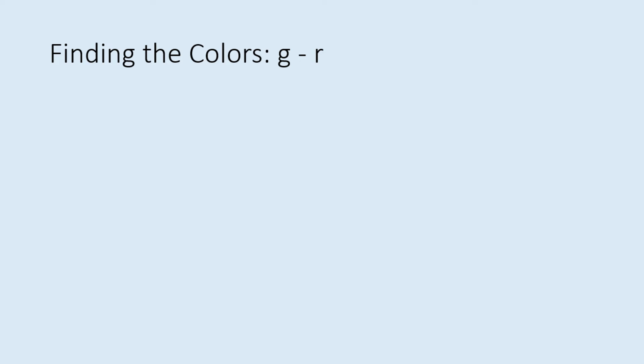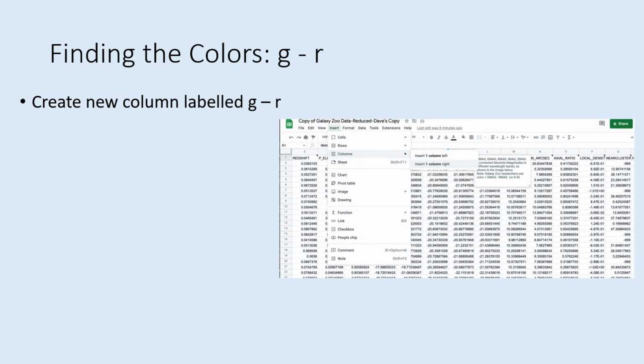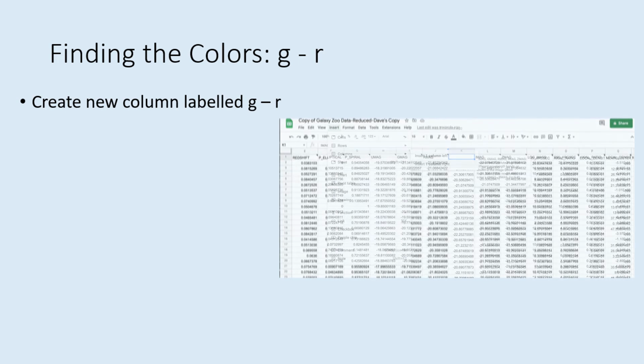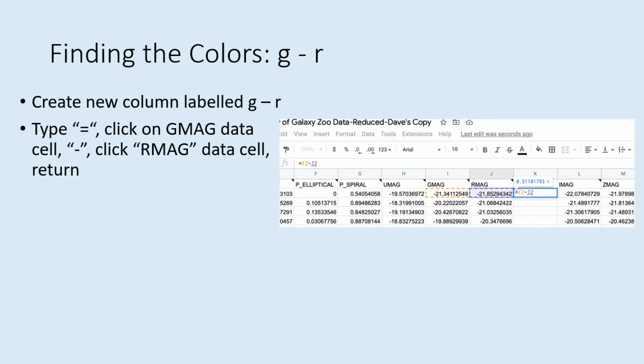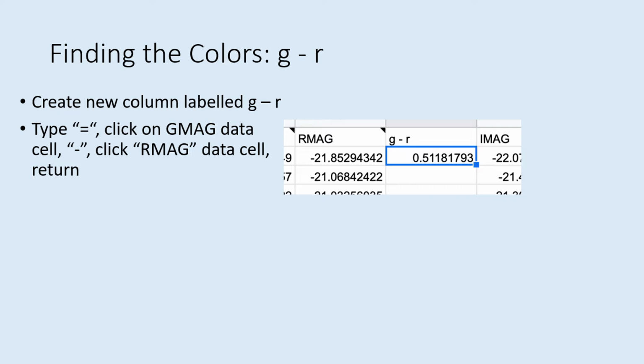The first thing we need to do with this data is find the G-R color of these galaxies. To do this, we start by creating a new column on the table right after the Rmag column. At the top, label it G-R. To calculate the values of G-R, go to the first cell below the titles and type in an equal sign. Click on the cell in the same row but in the Gmag column, then type a minus sign. And finally, click on the cell in this row in the Rmag column. When you hit the return key, the spreadsheet calculates the value of G-R.